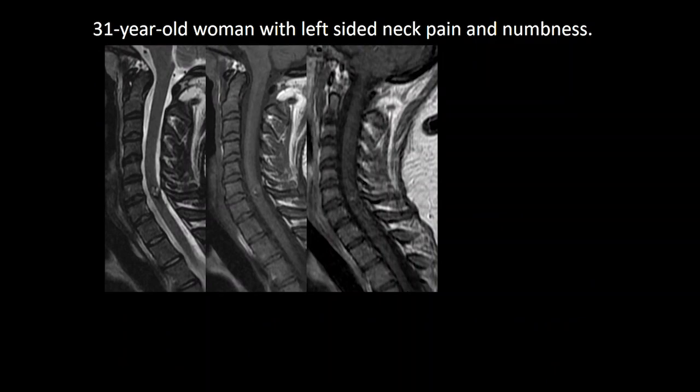Next case, 31-year-old woman with left-sided neck pain and numbness. Sagittal T2, T1 and post-contrast images demonstrate a heterogeneous lesion seen in the cervical cord. There is a hemosiderin cap seen, and therefore one would like to think of this lesion in terms of a cord ependymoma. But notice no enhancement pattern, which does not favor an ependymoma.